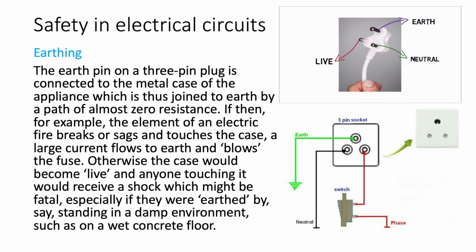Safety in electrical circuits. To provide more safety in electrical circuits, we use 3-pin plug. The earth pin on a 3-pin plug is connected to the metal case of the appliance, which is thus joined to earth by a path of almost zero resistance. If then, for example, the element of an electric fire breaks or sags and touches the case, a large current flows to earth and blows the fuse. Otherwise, the case would become live and anyone touching it would receive a shock which might be fatal, especially if they were earthed by, say, standing in a damp environment such as on a wet concrete floor.